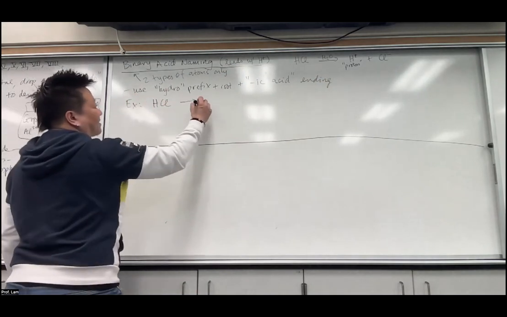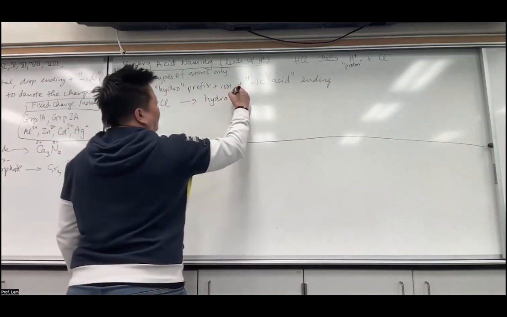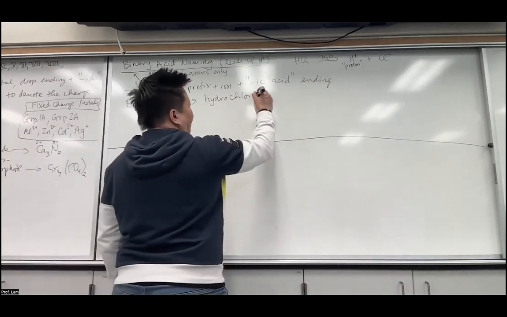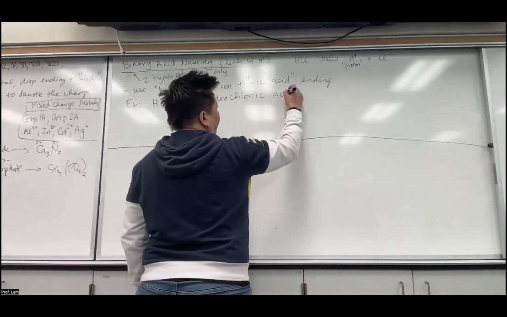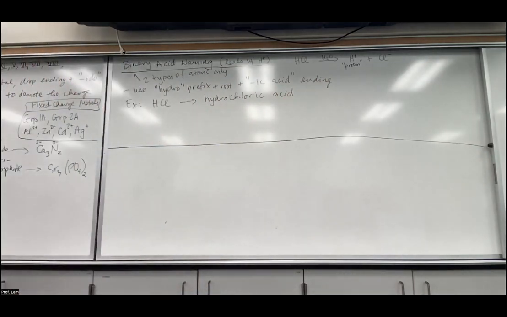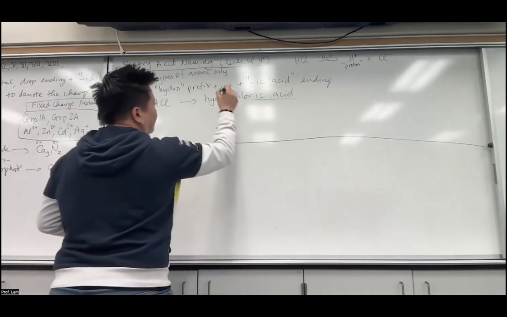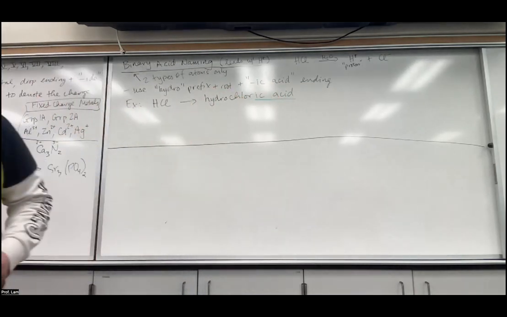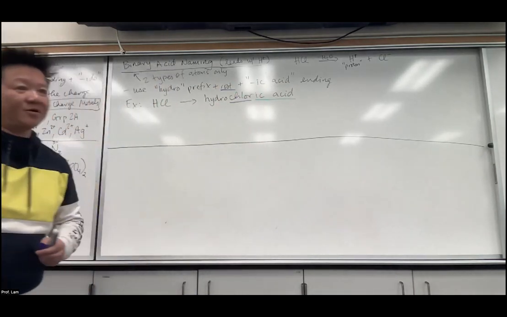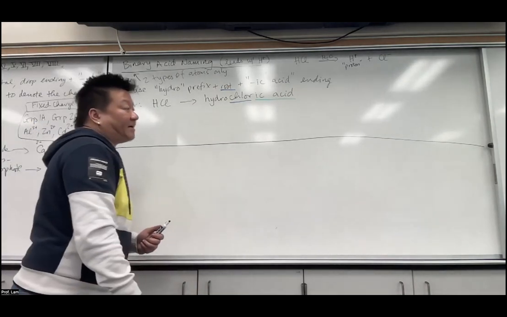HCl. Hydro. Okay, chlor is your root, and then ic, acid, is the ending. Okay. Let me color code it so you guys can see. The root of the word, the root of the element, and then ic, acid.